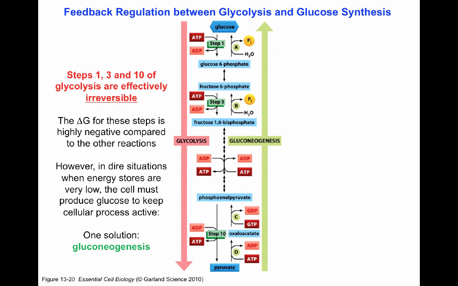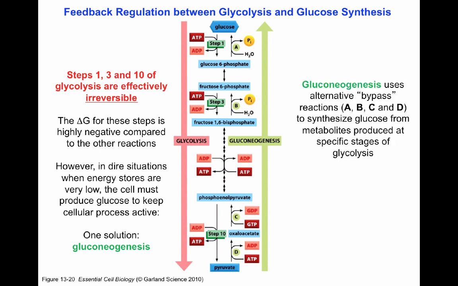Of those 10 enzymatic reactions, the enzyme in step 1, the enzyme in step 3, and the reaction in step 10 are irreversible. Basically, the delta G for these steps is highly negative compared to the other reactions, and therefore they are driven in only one direction. But in cases of need, the cell is able to make glucose to keep it for later use, and that process is called gluconeogenesis.